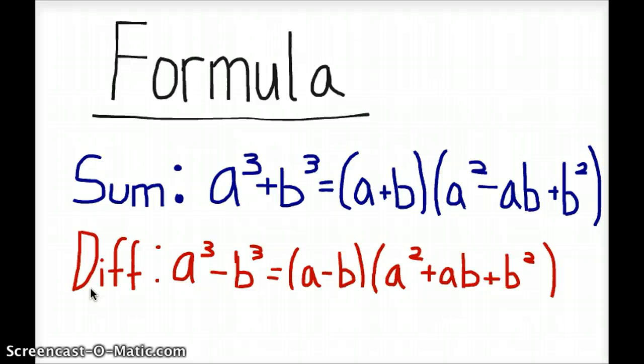The sum of two cubes is a cubed plus b cubed equals (a plus b)(a squared minus ab plus b squared). For difference, a cubed minus b cubed equals (a minus b)(a squared plus ab plus b squared).